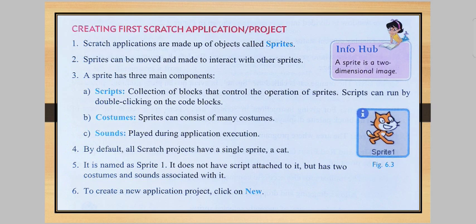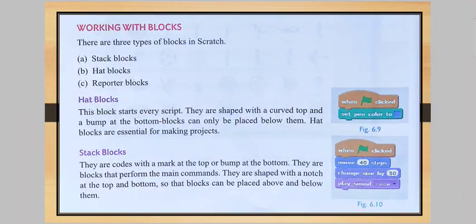By default, all Scratch projects have a single sprite, a cat. It is named Sprite 1. It does not have a script attached to it, but has two costumes and a sound associated with it. To create a new application project, click on New. So when you want to create any project, you need to click on the New option. Next is working with blocks.